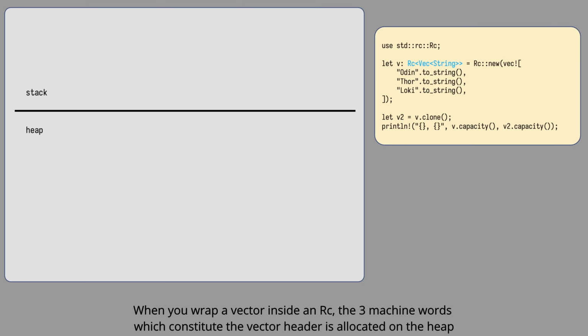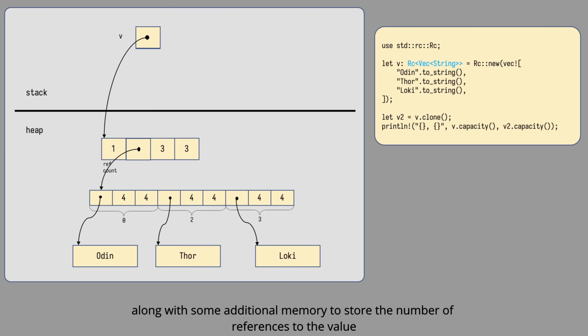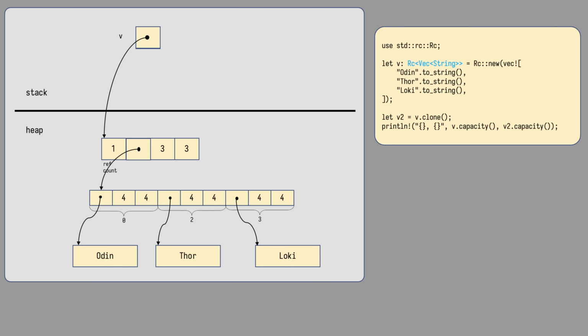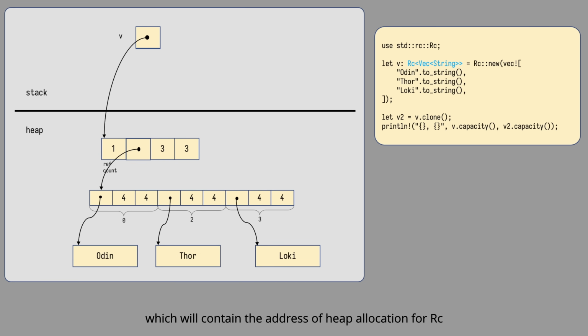When you wrap a vector inside an RC, the three machine words that constitute the vector header are allocated on the heap along with some additional memory to store the number of references to the value. On the function stack frame, the variable v will consist of a single machine word, which will contain the address of the heap allocation for the RC.